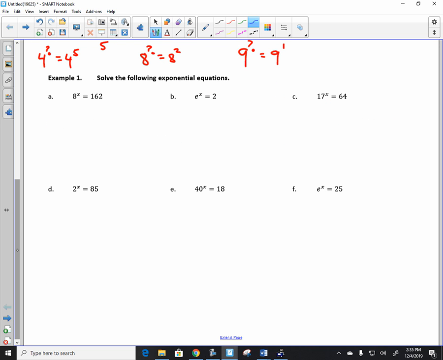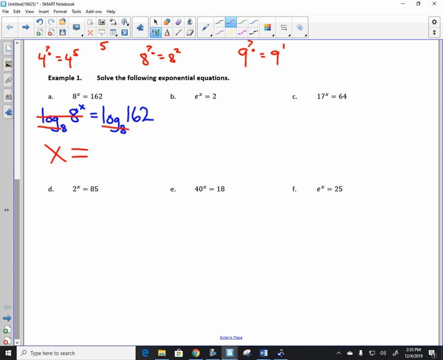8 to the x is 162. I want to get to the x, so I'm going to get rid of the 8. Watch what I'm going to do. I'm going to take the log base 8 of both sides. Look at what I did. All I did is I put a log base 8 on both sides. What you do to one side of the equation, you can do to the other, right? What happens on the left side? It just goes to x.